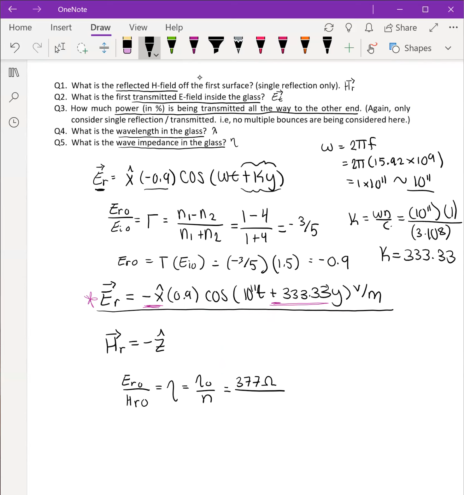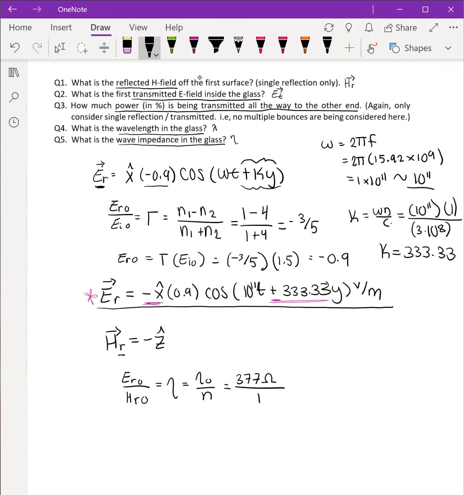And since we're dealing with a reflected wave in air, our index of refraction is 1. And so dividing that gives us 377 ohms. So plugging that back in for what we're trying to find, we get our reflected H field equal to our reflected E field magnitude divided by eta. So our reflected E field magnitude is 0.9 divided by eta, which is what we just found, 377.